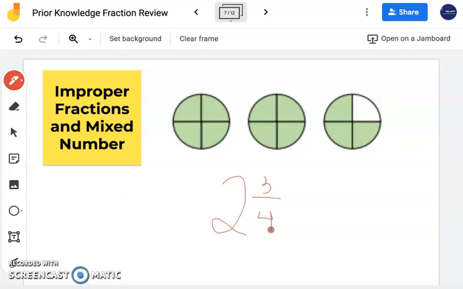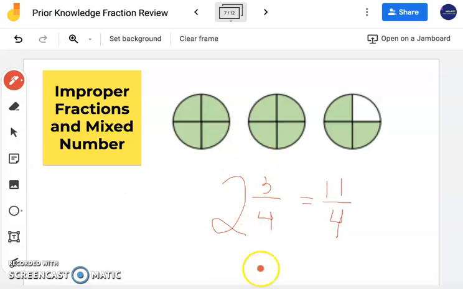So to represent this picture as a mixed number, you can represent it as 2 and 3/4. Now you can also represent this as an improper fraction. And you can do that by counting how many 1/4 you have. So let's see. We have 1/4, 2/4, 3/4, 4/4, 5/4, 6/4, 7/4, 8/4, 9/4, 10/4, and 11/4. And that's showing me that 11/4 is equivalent or equal to 2 and 3/4.